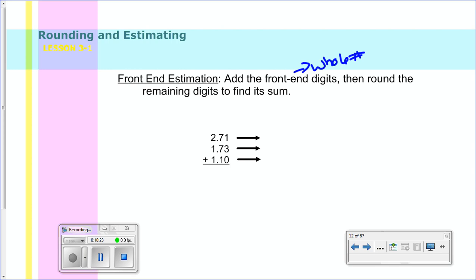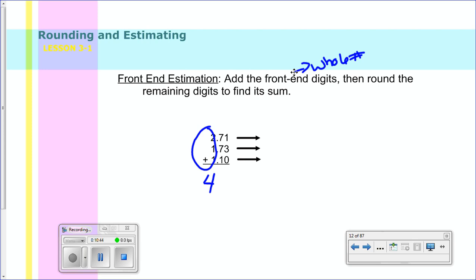So here we have $2.71, or 2 and 71 hundredths, 1 and 73 hundredths, and 1 and 10 hundredths. What we do with front-end estimation is add the numbers before the decimal. So I have 2 plus 1 plus 1, which is 4. All right? And then we look at the rest of this.